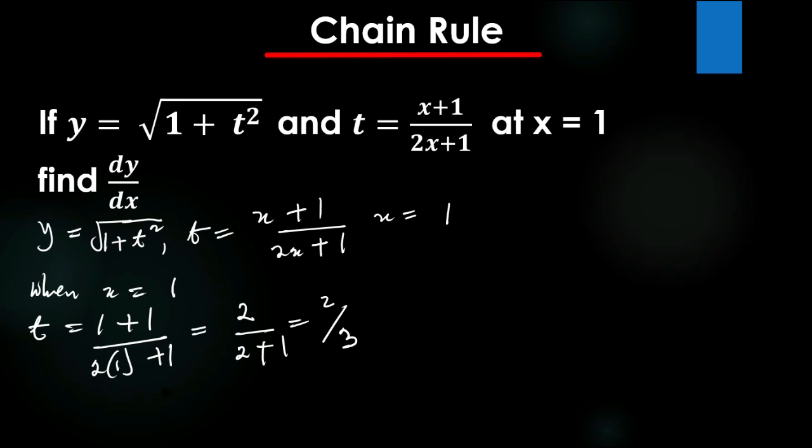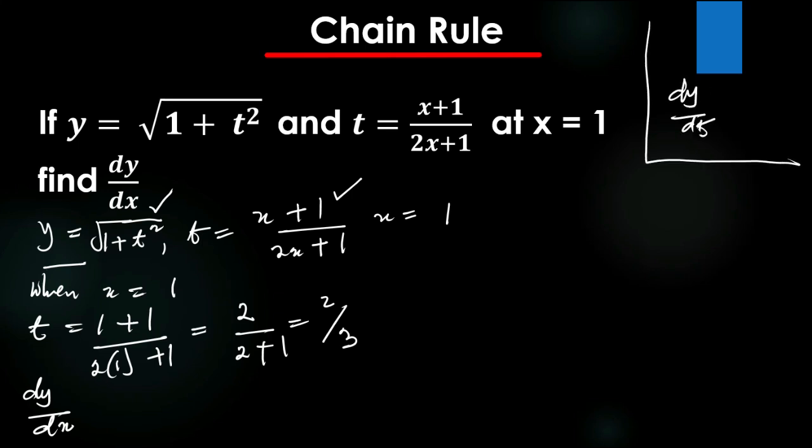Now, t is equal to 2 over 3, and what we're actually looking for is dy/dx. Look at this carefully. Here we have y in terms of t, and here we have t in terms of x. From the first equation, for y, we can derive dy/dt, and from the other equation, we can derive dt/dx. When dy/dt multiplies dt/dx, dt cancels dt, and I'll be left with dy/dx.